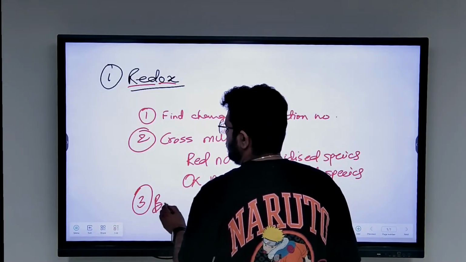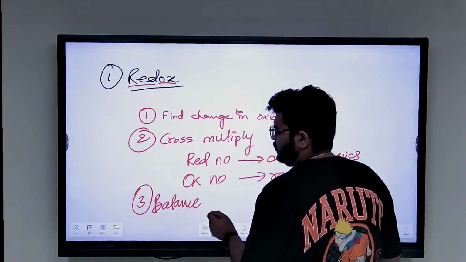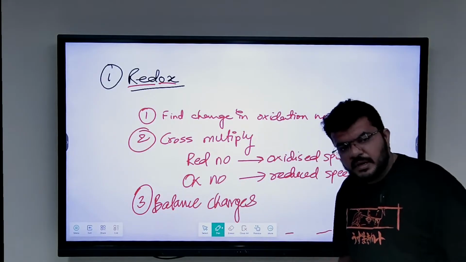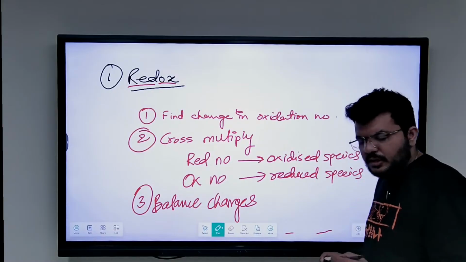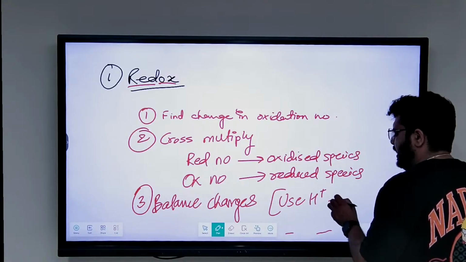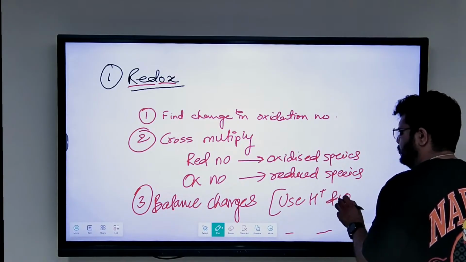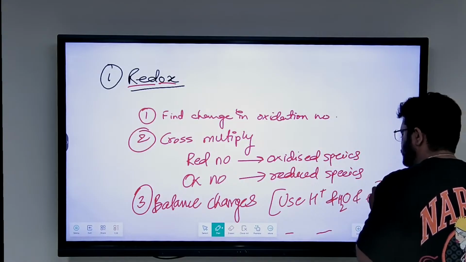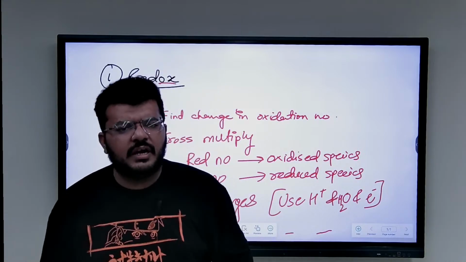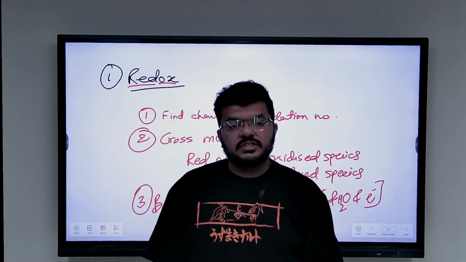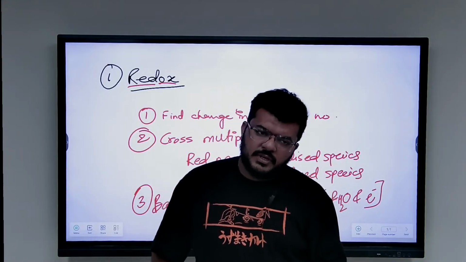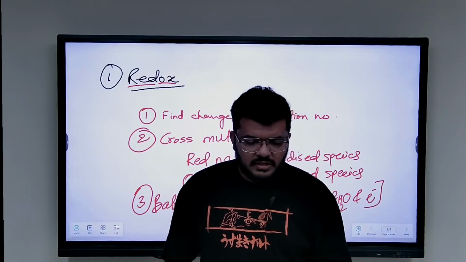If it is not cross multiplication, you can find the simplest ratio. बैलेंस चार्जेस, सिंपलेस्ट नहीं आएगा ना. अगर बैलेंस चार्जेस नहीं है तो अभी तक सिंपलेस्ट नहीं आएगा तेरे पास. तो बैलेंस चार्जेस उसके लिए use H plus and H2O and electrons if required, not OH minus. Generally MnO4 or Cr2O7, these are oxidizing agents, so they are in acidic medium, so you can take as many H plus as you want to balance the charges, right?